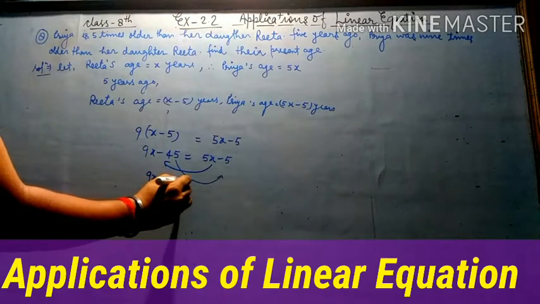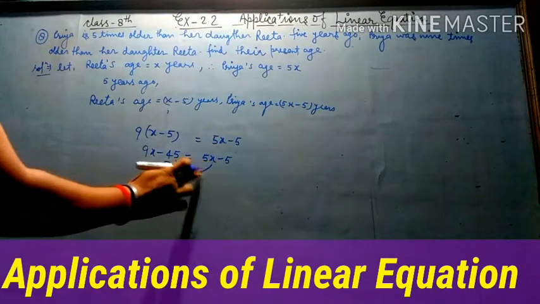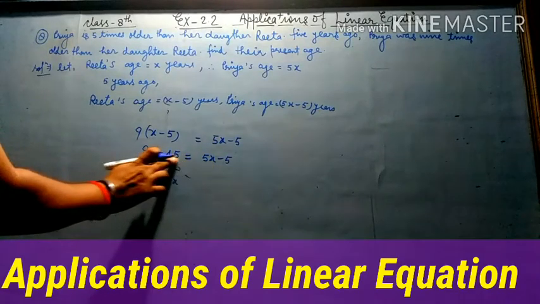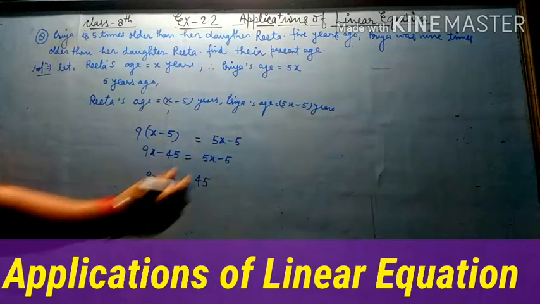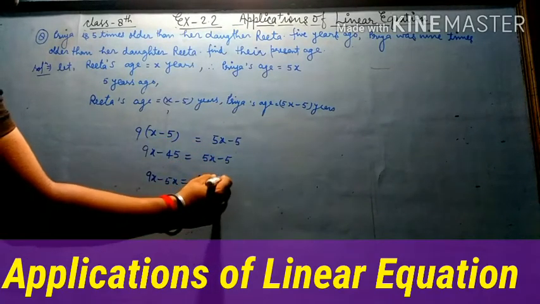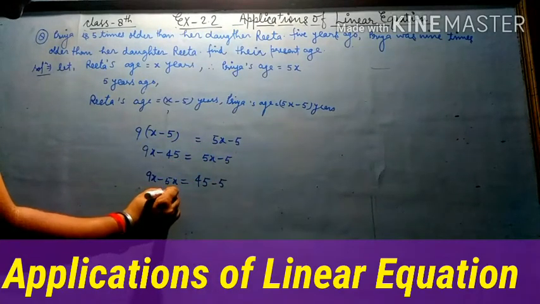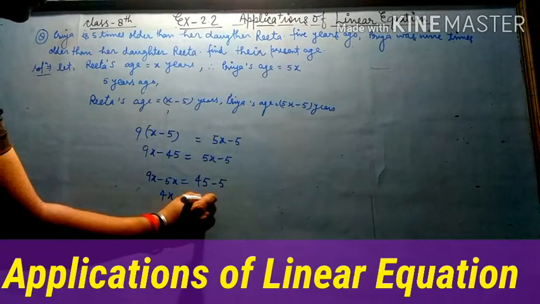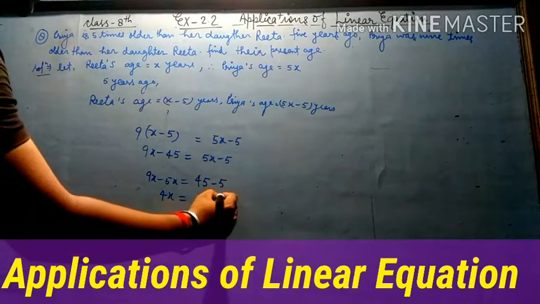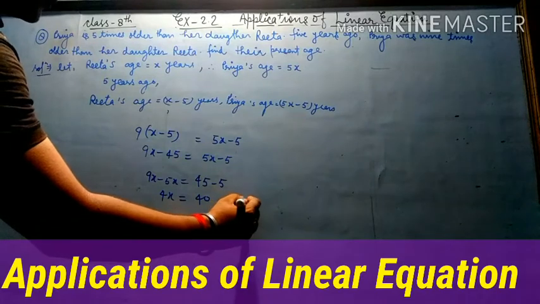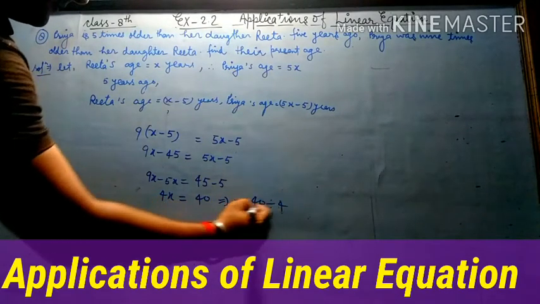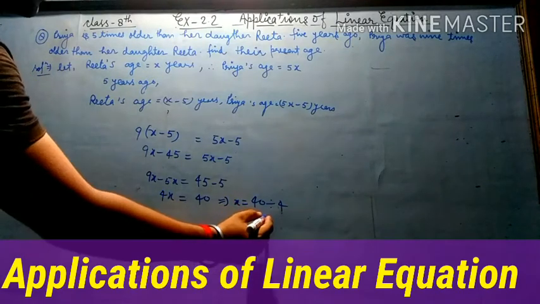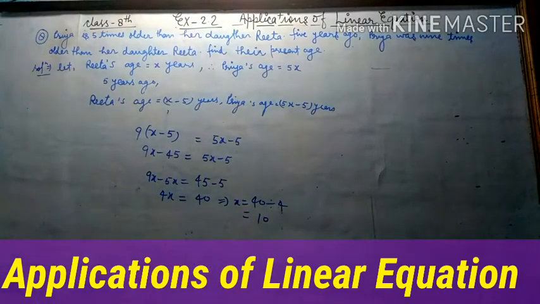9x minus 5x equals 45, and going to the other side it will become positive, minus 5. There is 4x equal to 40. Hence x equal to 40 divided by 4. The answer is 10. So x equal to 10.